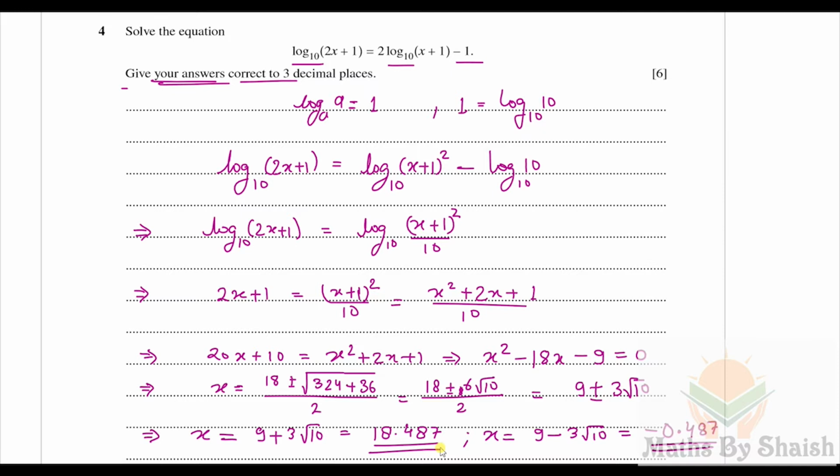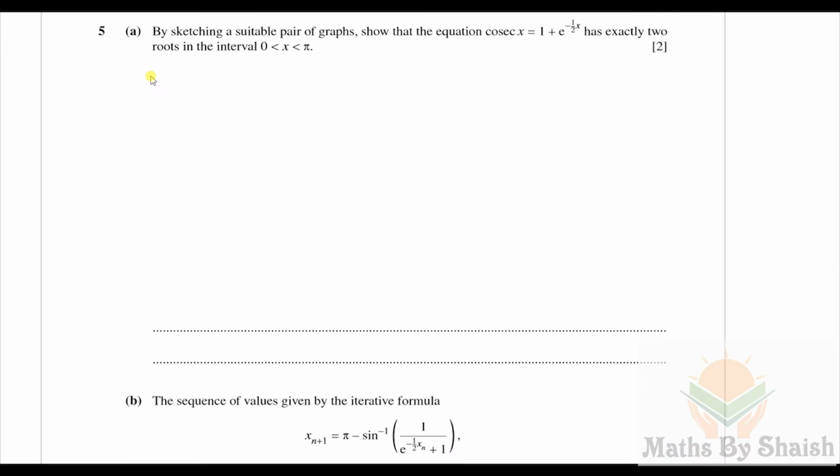Here's the fifth question, A part. By sketching a suitable pair of graphs, show that the equation cosec x is equal to 1 plus e raised to the power minus half x has exactly two roots in the interval 0 to pi. So when we draw the two graphs, we can draw y is equal to cosec x and y is equal to 1 plus e raised to the power minus 1 by 2 x. So if we can get two points of intersection, then we can say that there are exactly two roots.